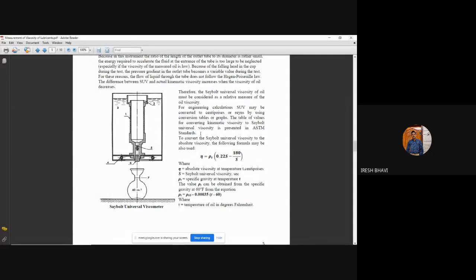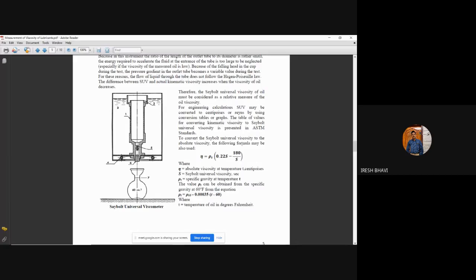So there is one formula to convert the Saybolt universal viscosity to the absolute viscosity. That is eta equal to rho times (0.22 S minus 180 by S), where S is the Saybolt universal viscosity, which is measured by using this apparatus. Okay, so let us first discuss the Saybolt universal viscometer.